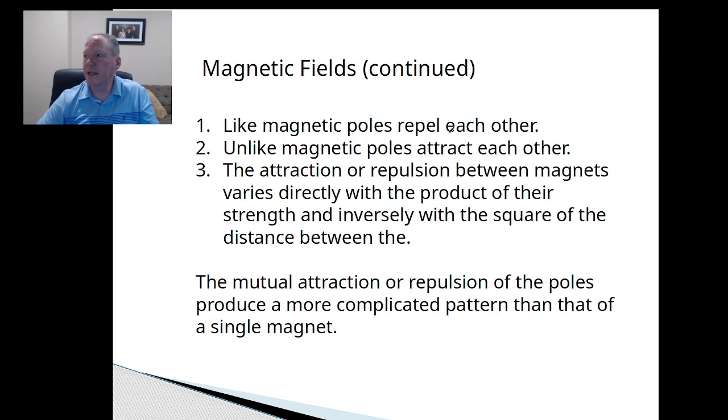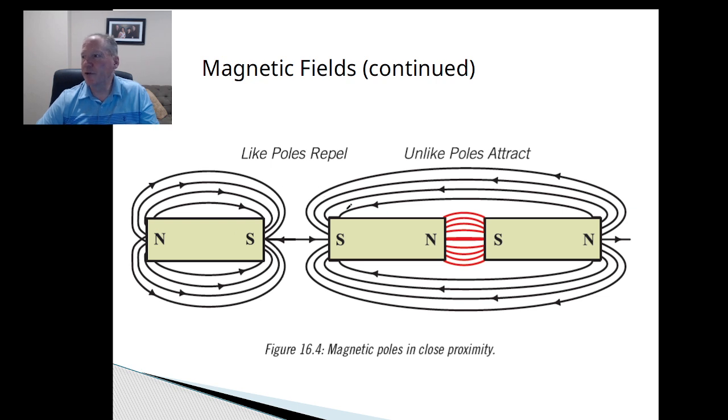Now, like magnetic poles repel, unlike attract, and the attraction or repulsion varies directly with the strength and inversely with the square of the distance between them. Now, the mutual attraction and repulsion of the poles produce a more complicated pattern than that of a single magnet. So if you have several poles, the south poles are going to repel, whereas the north-south are going to attract. So these are going to try to slam into each other, and then the other ones are going to try to keep each other apart.